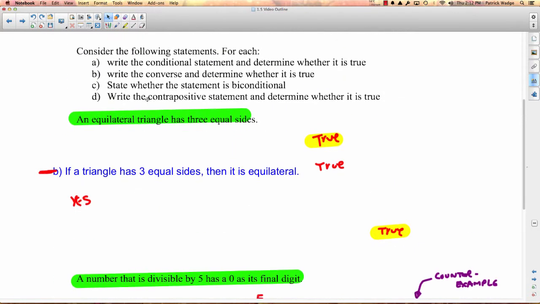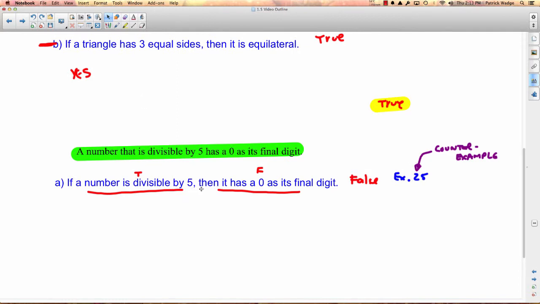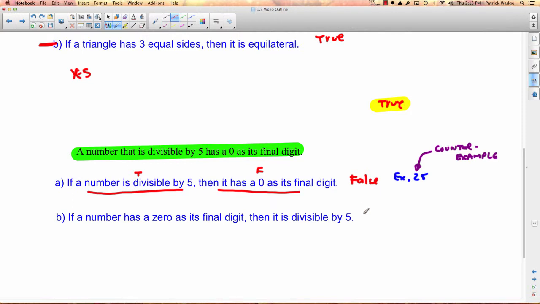The next thing we're going to do is write the converse and determine whether it's true. For the converse, remember, we're switching the hypothesis with the conclusion. So: if a number has 0 as its final digit, then the number is divisible by 5. Is that true? They're saying any number that has a 0 as its final digit is divisible by 5. It certainly is. So even though the conditional statement was false, in this case the converse is true.